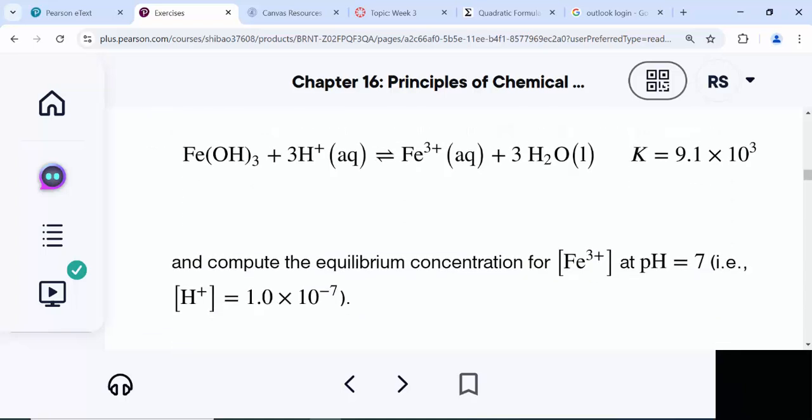So when finding a K, we have to do the products over reactants. K is always products over reactants.